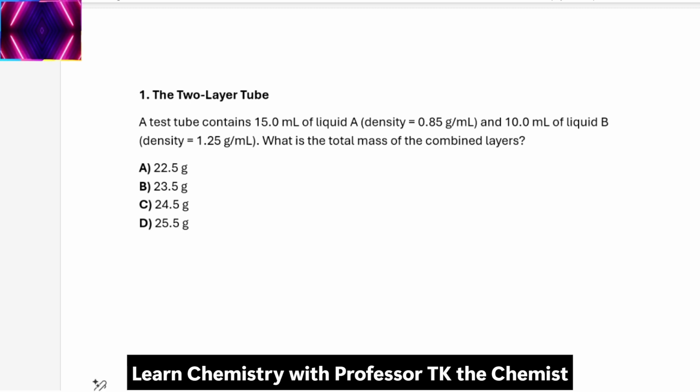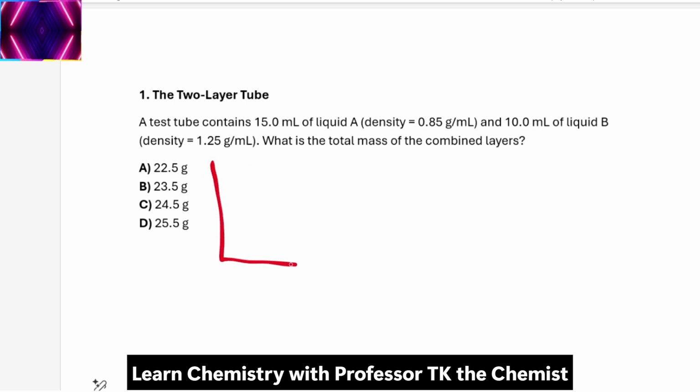Number 1. In this particular problem, it says a test tube contains 15.0 milliliters of liquid A, which has a density of 0.85 grams per milliliter, and 10.0 milliliters of liquid B, with a density of 1.25 grams per milliliter. What is the total mass of the combined layers? All right, this problem should not serve as a headache, but what I can tell you is that they're giving you two different things in the problem. And let's go ahead and write down what they told us, okay?